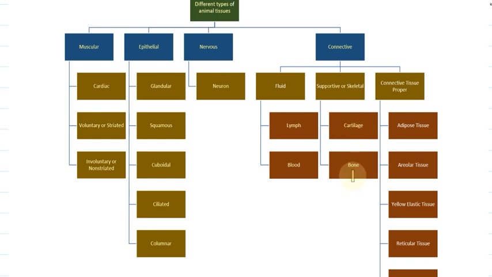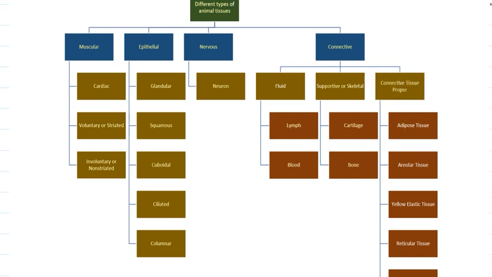Bones are also a skeletal connective tissue, and the bone cells are embedded in hard matrix and they are strengthened by fibers and hardened by the presence of calcium and phosphorus salts. Okay. Then there is connective tissue proper.